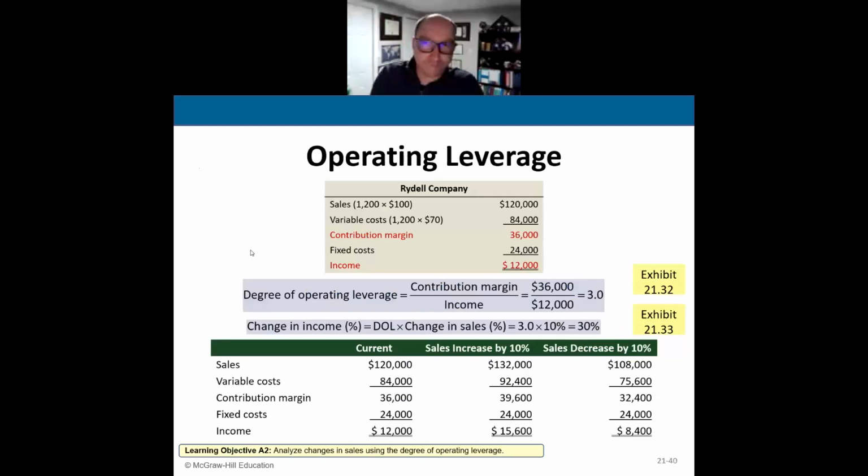Through an example, our degree of operating leverage is contribution margin divided by income. Contribution margin in this example is $36,000 divided by our income of $12,000. That gives me a degree of operating leverage of 3. In order to express that as a percentage, we take the degree of operating leverage of 3 times the change in sales, which is 10%, to find a 30% change in income.